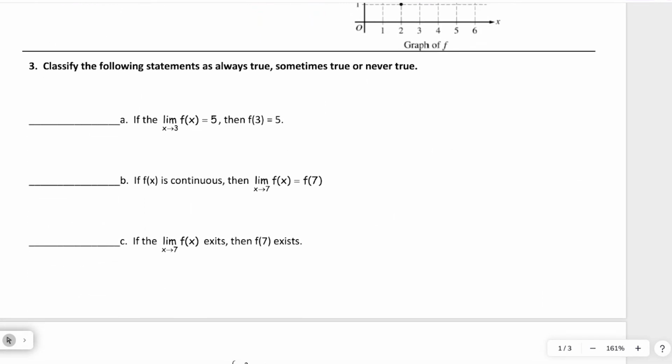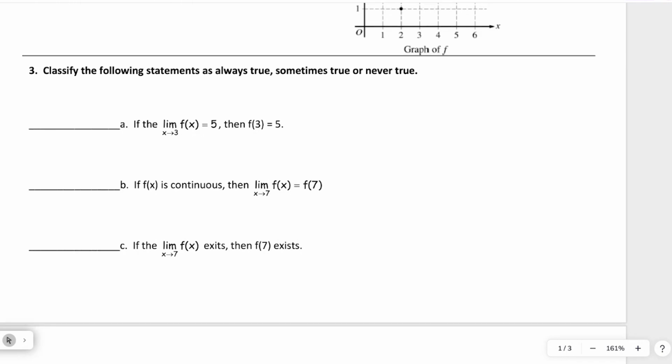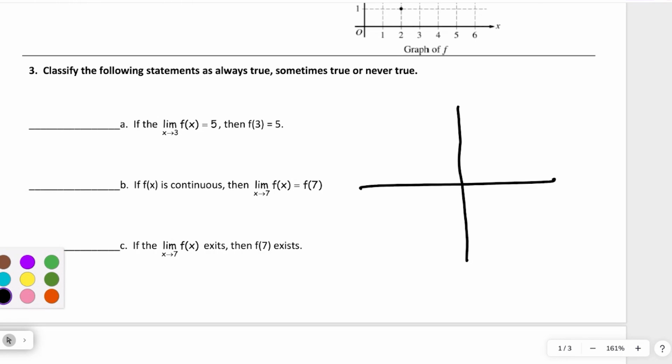Number 3, classify the statements as always, sometimes, or never true. The first one says, if the limit as x approaches 3 is 5, then f of 3 has to be 5. Well, that's sometimes true, and I can show you an example of when it could be true or when maybe it's not true. So let's just say, here is a graph, or here are my axes.